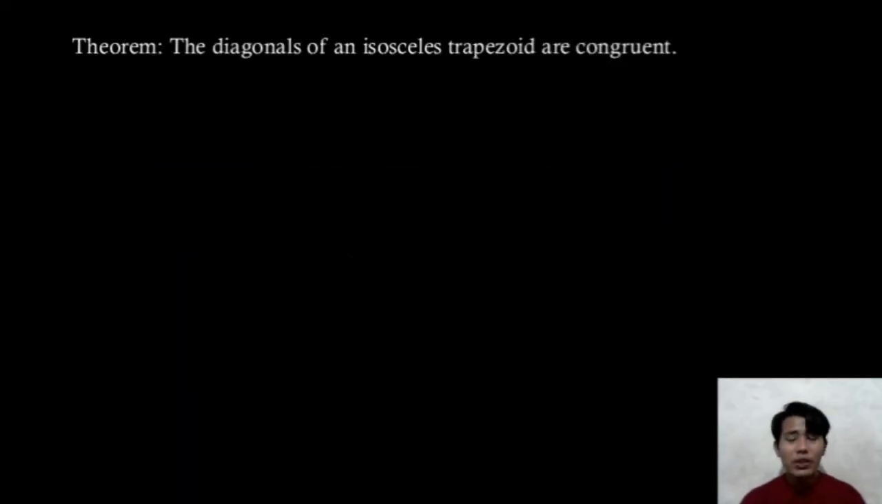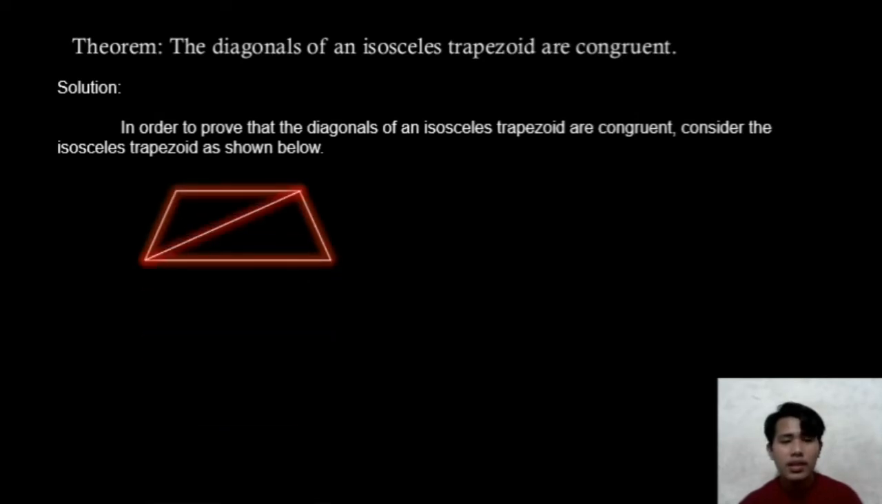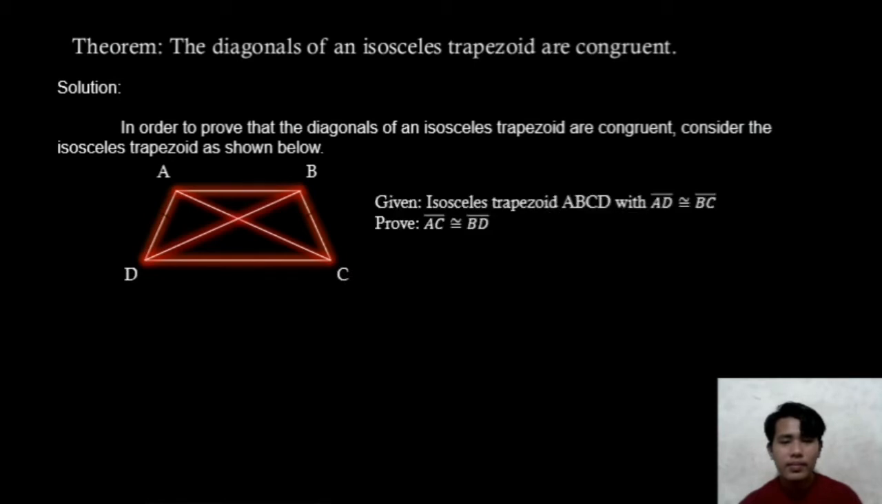Here is the solution for proving the theorem. Solution. In order to prove that diagonals of an isosceles trapezoid are congruent, consider the isosceles trapezoid as shown below. Given isosceles trapezoid ABCD with line segment AD congruent with line segment BC. Proof: line segment AC congruent with line segment BD.